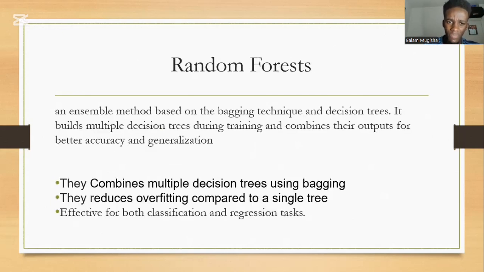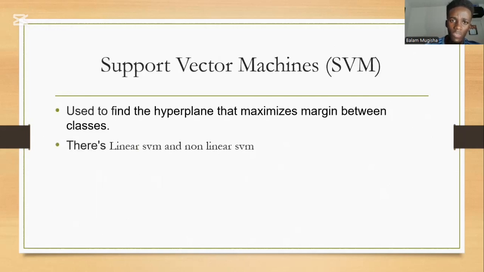And if I'm running out of time, let me proceed to random forest, which is also an ensemble method used on the bagging technique and decision trees. I explained decision trees earlier. So we can build multiple decision trees during training, and we also combine their outputs for accuracy and generalization. And it combines, of course, multiple decision trees using bagging. I think you know what decision trees are at this point.